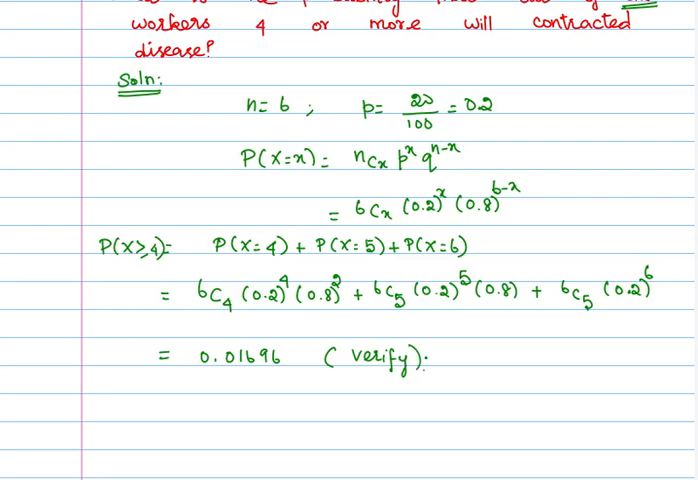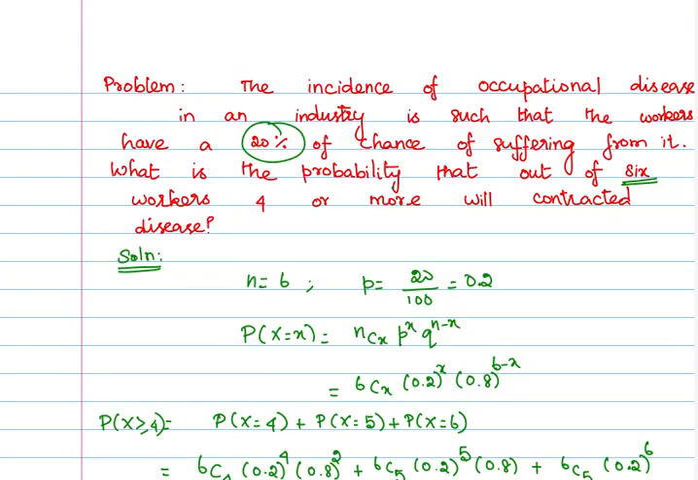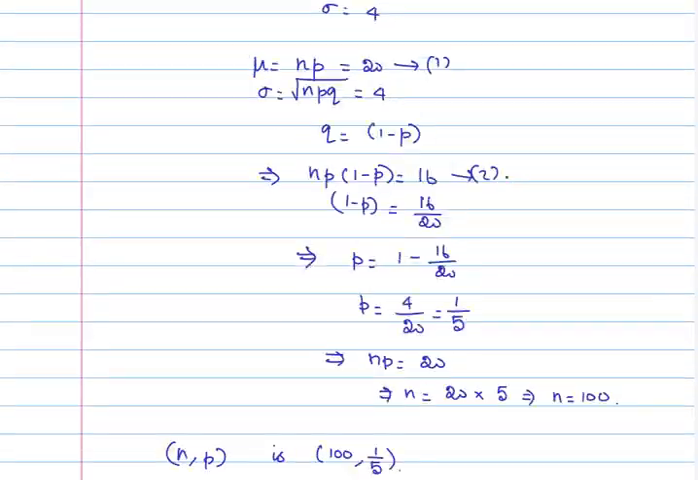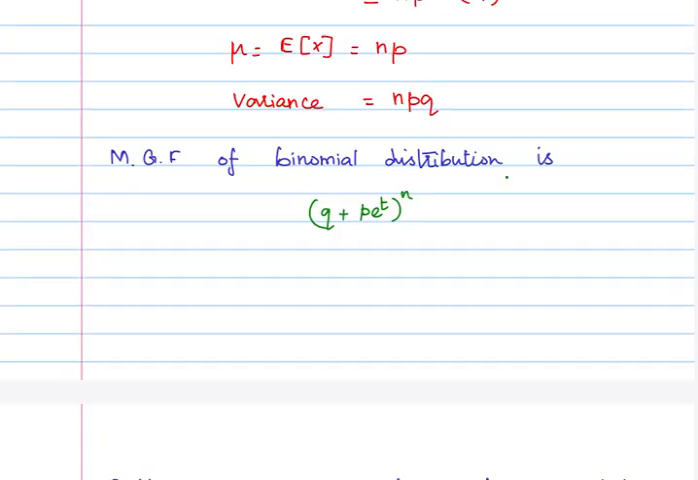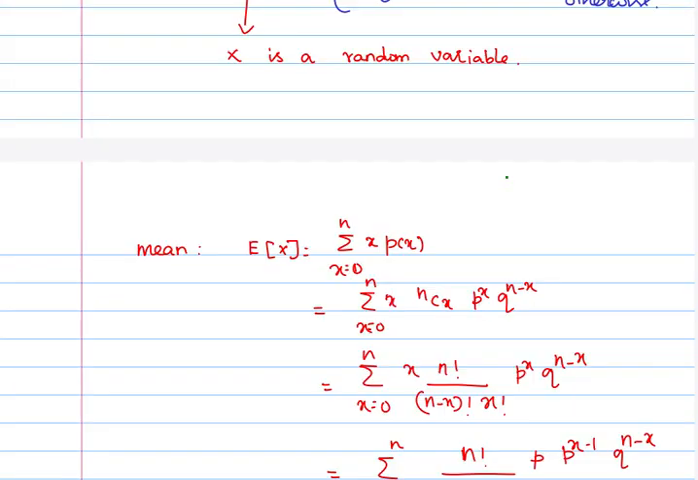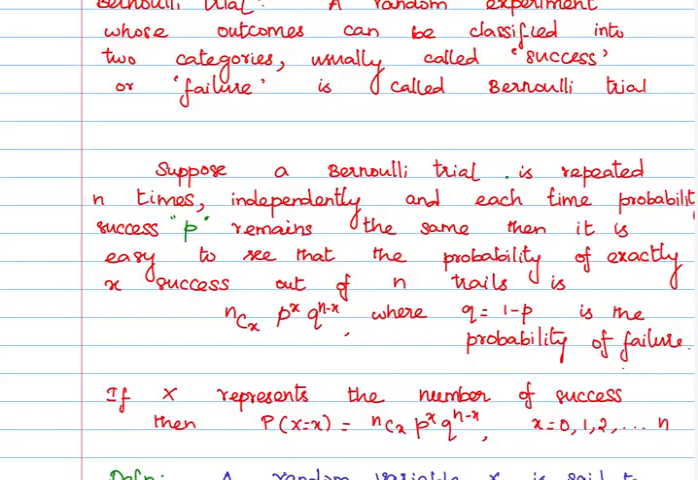So this is the probability. Please note carefully, here they didn't give the distribution directly, so you have to find the distribution first. Then only we can proceed. I hope you understand what a Bernoulli trial is, what the binomial distribution is, and how to solve it.